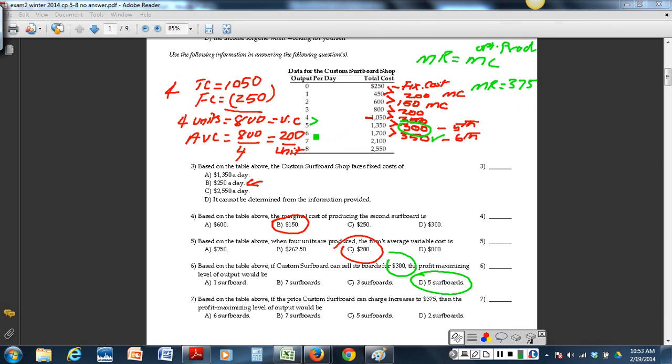What about going from 6 to 7? That is going from here to here, $1,700 to $2,100, so that is $400 for the 7th unit marginal cost. Here marginal cost is more than the marginal revenue of $375, so I shouldn't do this. So I should stop at the 6th unit. So my answer for 7 should be producing 6 surfboards. That's the answer. So hopefully this makes sense to you guys.